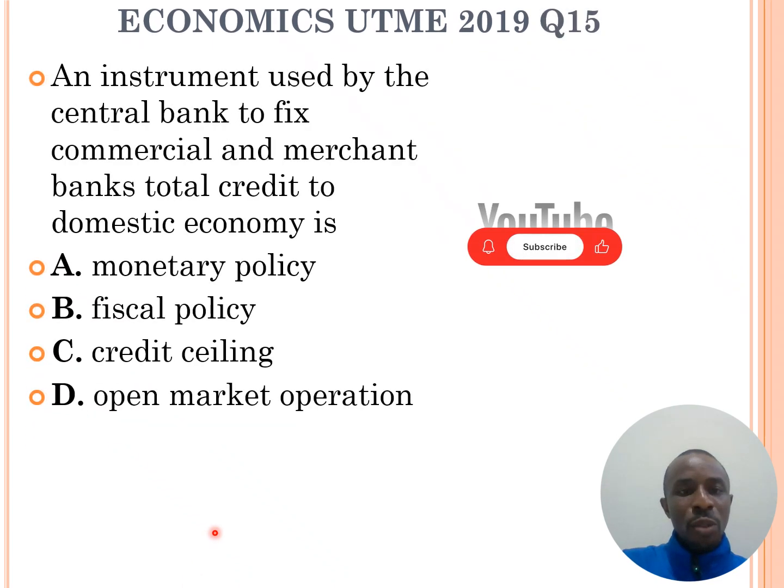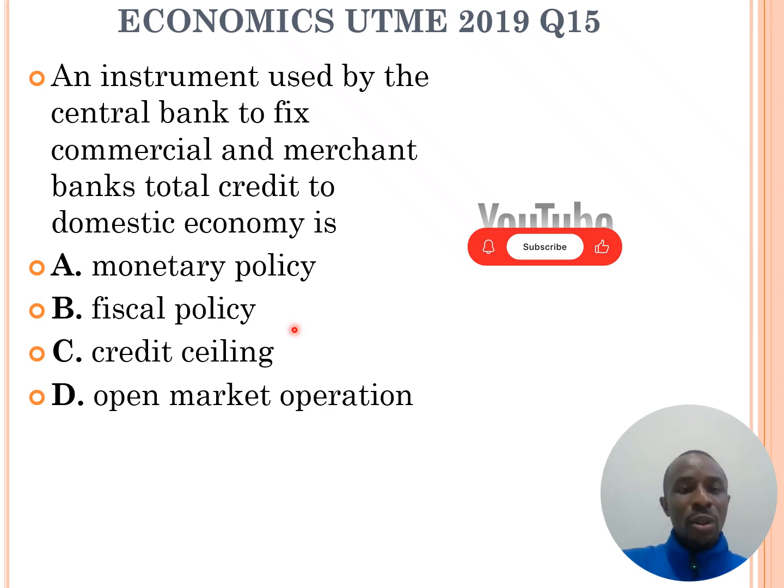Number 15, an instrument used by the central bank to fix commercial and merchant banks' total credit to the domestic economy is credit ceiling. Ceiling is like a limit. You are placing a limit on the amount of credit that commercial banks and merchant banks can make available to members of the public. Monetary policy encompasses open market operation, liquidity ratio, moral suasion, and other methods by which the government through CBN controls the amount of money in circulation.